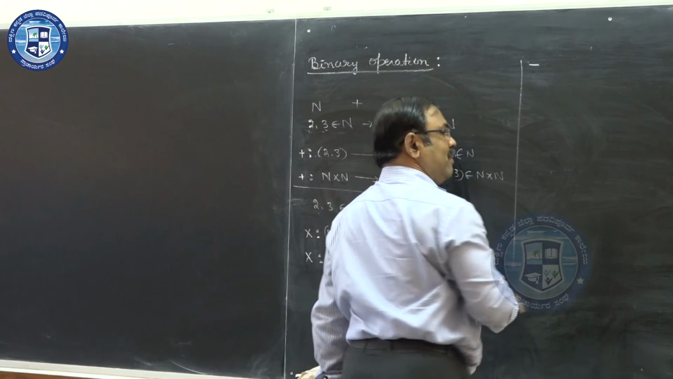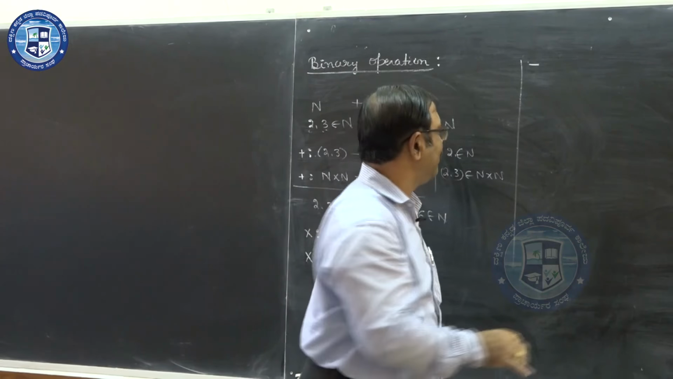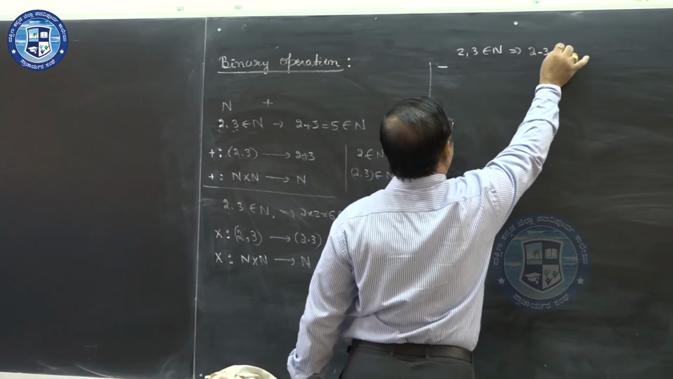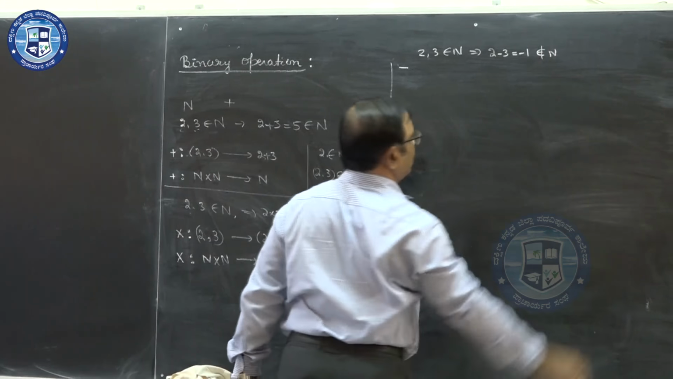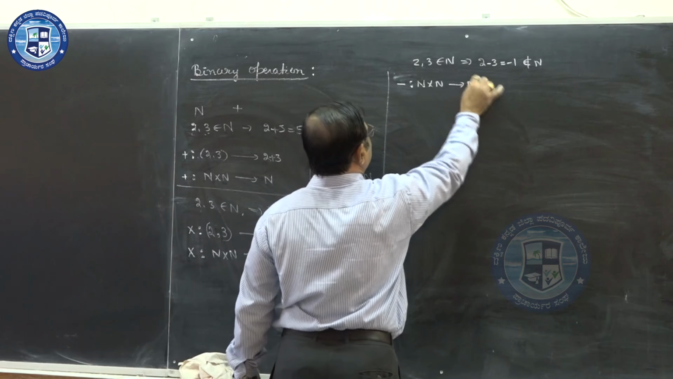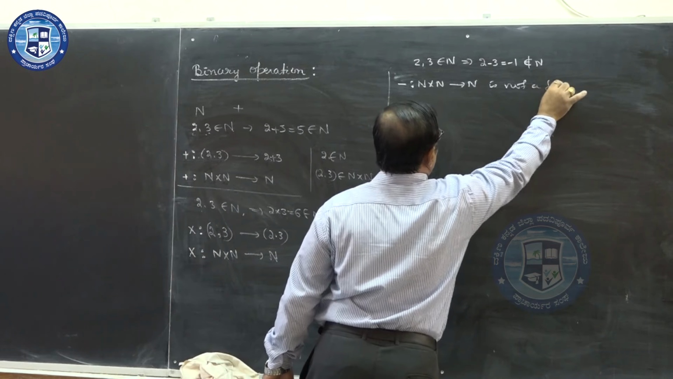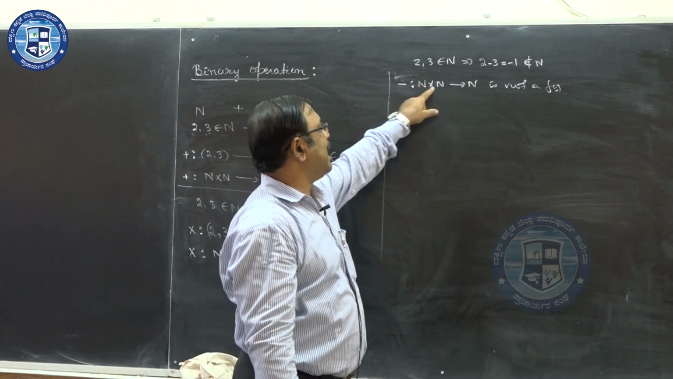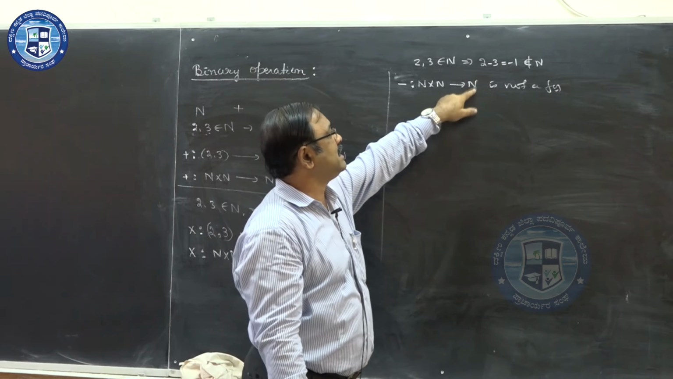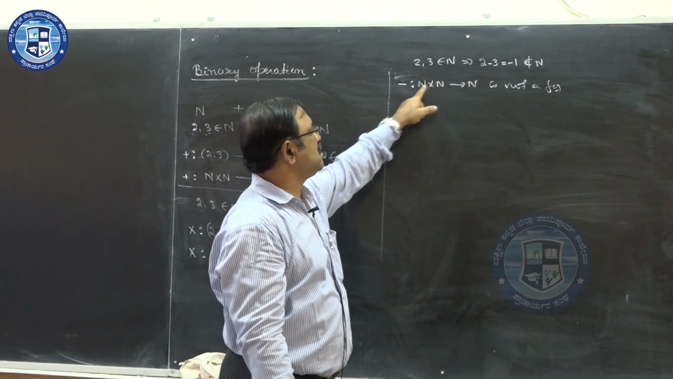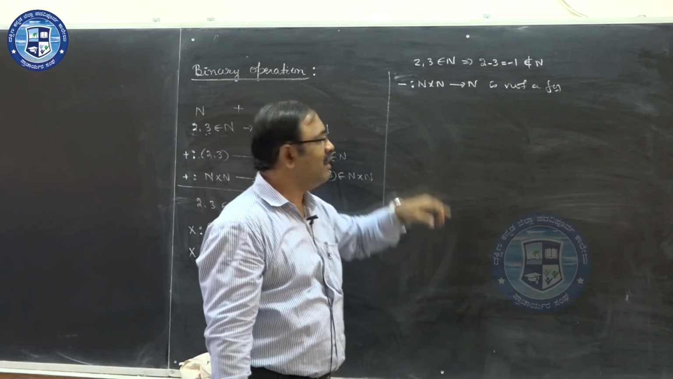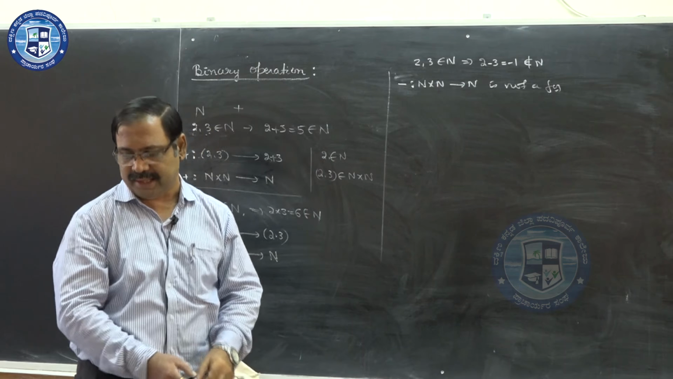See, minus, whether minus is a binary operation in N. It is not a binary operation. Why? 2 comma 3 belonging to N, 2 minus 3 equal to minus 1 does not belong to N. Actually, it is to be written as N cross N to N is not a function. It is not a function because association of this ordered pair is not giving an element which is in the same set. So the association of this ordered pair will not result in an element in the same set. It is not a function, therefore, it is not a binary operation.